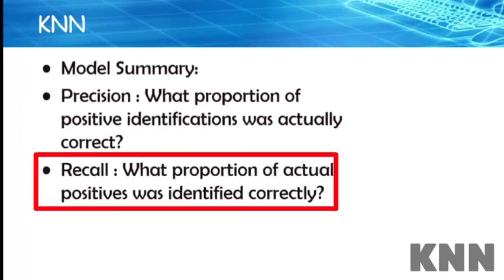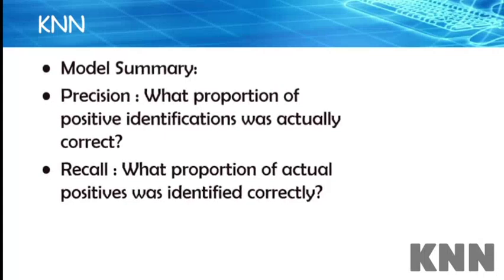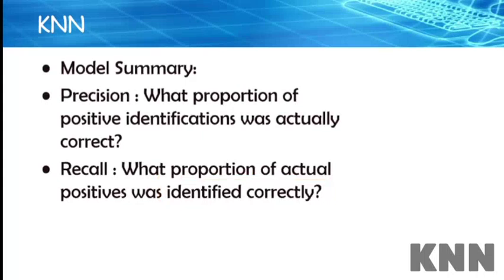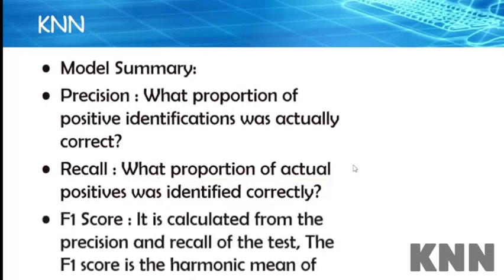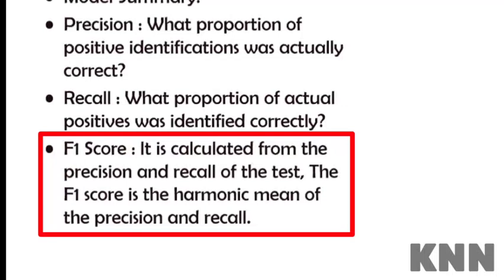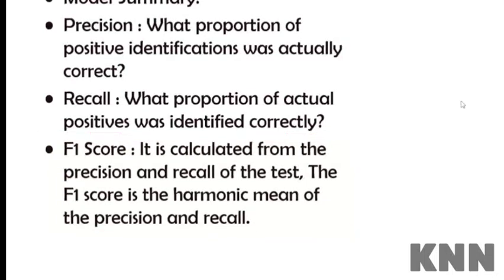So what proportion of actual positives was identified correctly? Okay. So in precision it was just whether the positive identifications were correct. Here, what proportion of the actual positives was identified correctly. Identified correctly means we will be ignoring all the false identities, that is the false negatives, right? Those things we will be ignoring, and we have something called the F1 score. Here it is calculated from the precision and recall of the test. So the F1 score is the harmonic mean of the precision and recall. Okay, so that is with respect to that.